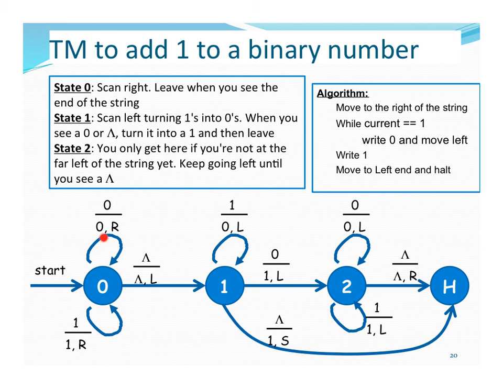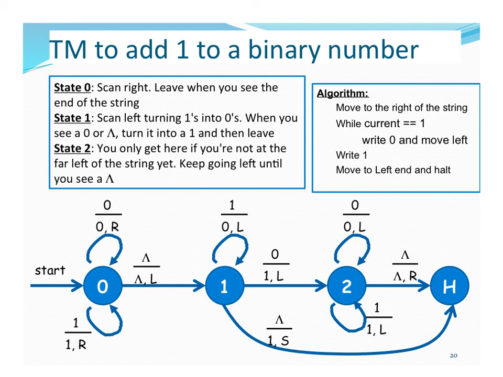And so I'm going to keep looping around here as long as I see 0s and 1s until I see a lambda. If I see anything else, I see a 5, I see an A, I stop, I lose my string, I can't add 1 to it. It's not a correctly formatted binary number. But otherwise, when I see a lambda, I move the tape head to the left. And then we've got our state 1, which says turn all the 1s you see into 0s. So as long as I see a 1, turn it into a 0 and go left.